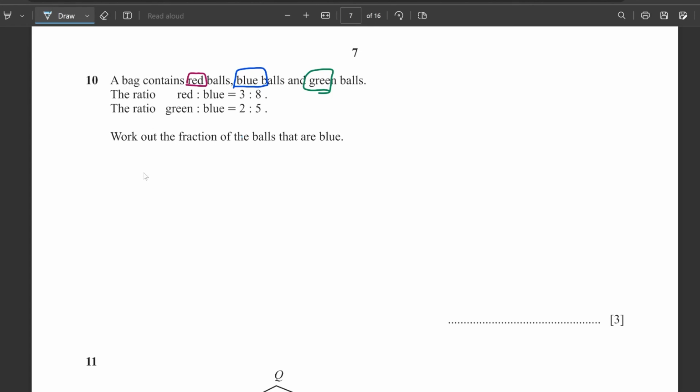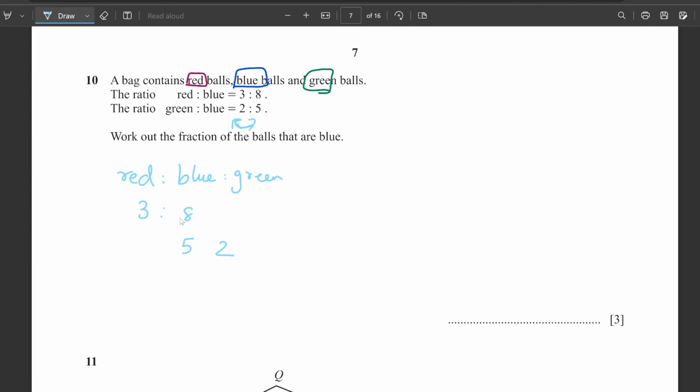What you're supposed to do in these kinds of questions is make a mind map over here. Add red fraction, blue fraction, and then green fraction. Now, what is the ratio of red to blue? It's 3:8. What is green to blue? Green to blue is 2:5, but you have to reverse it because yours is blue to green. So this would be 5:2.